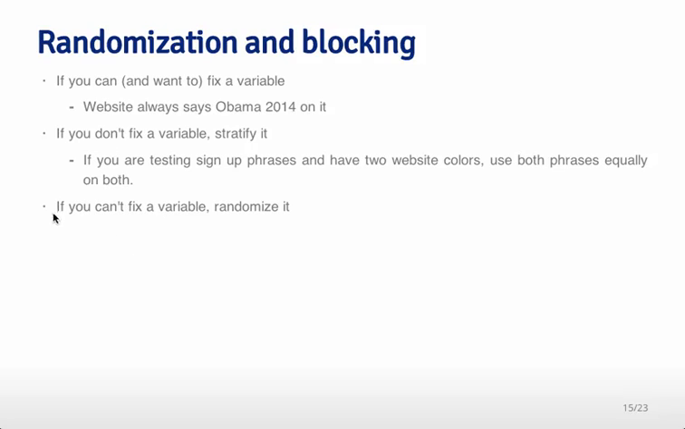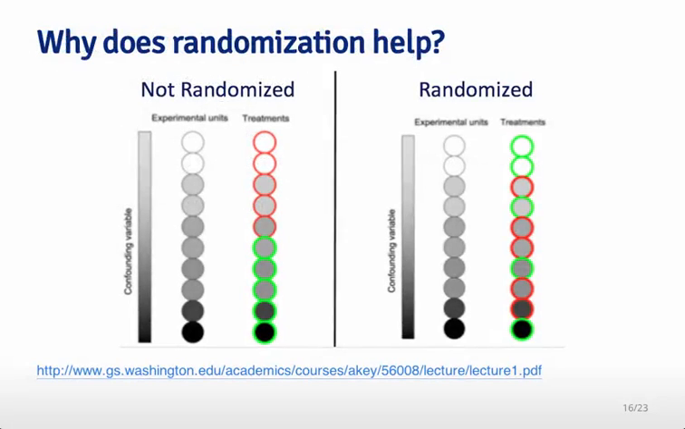If you can't do either of the other 2 things, if you can't fix a variable or stratify it, then what you can do is randomize it. What we mean by randomization is that you need to be able to use a computer program or flip a coin in order to randomly assign people to groups.